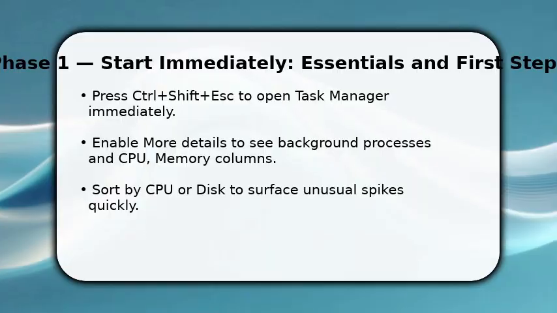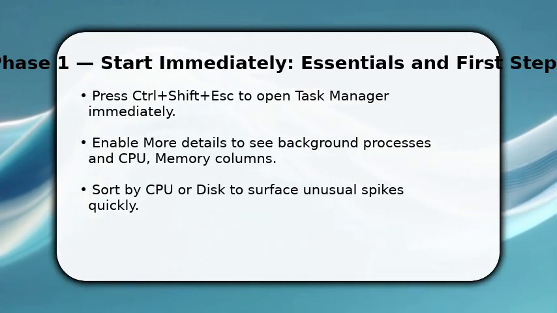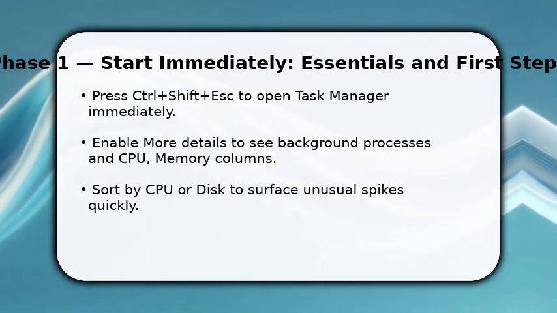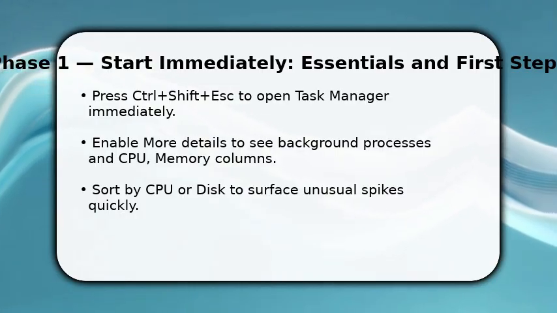Enjoy the video. You start by opening Task Manager with Control plus Shift plus ESC. This puts you where you can inspect processes fast. Once done, click More Details to reveal all columns, then sort by CPU or disk to show top consumers.